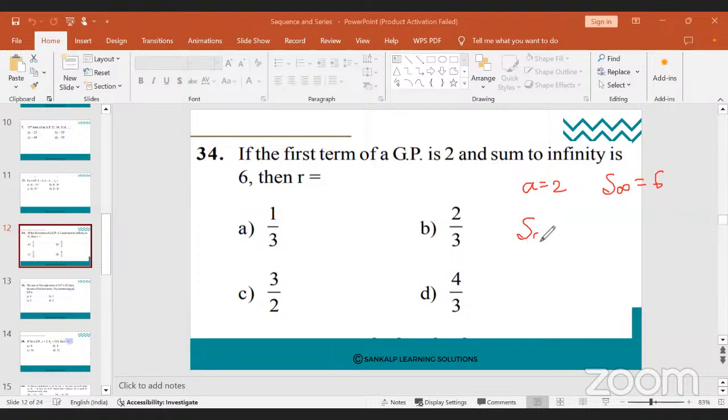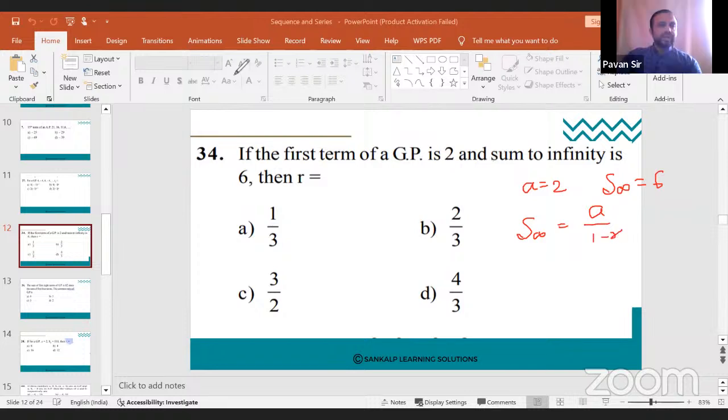So we know that S infinity is equal to what? A upon 1 minus R. So A upon 1 minus R is S infinity. S infinity is the sum of infinity, that is given as 6. Use that. So when you know the sum of infinity is 6, A is 2 upon 1 minus R. Try to solve further and get the answer quick.